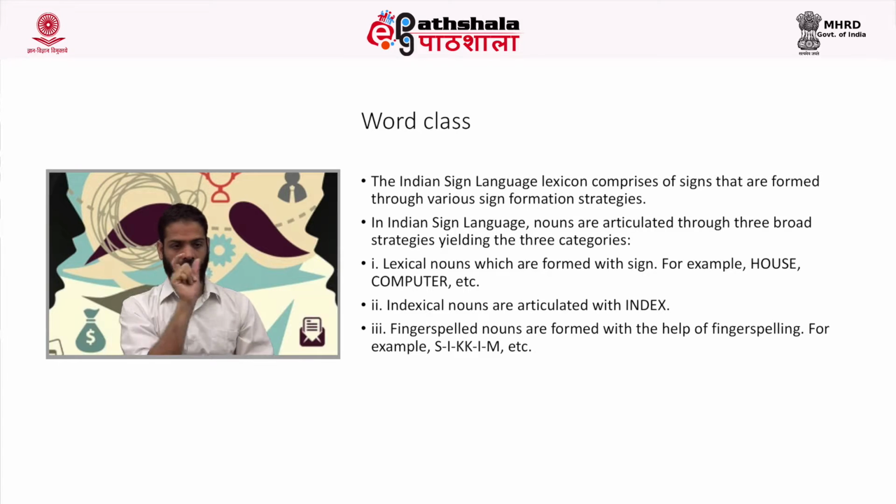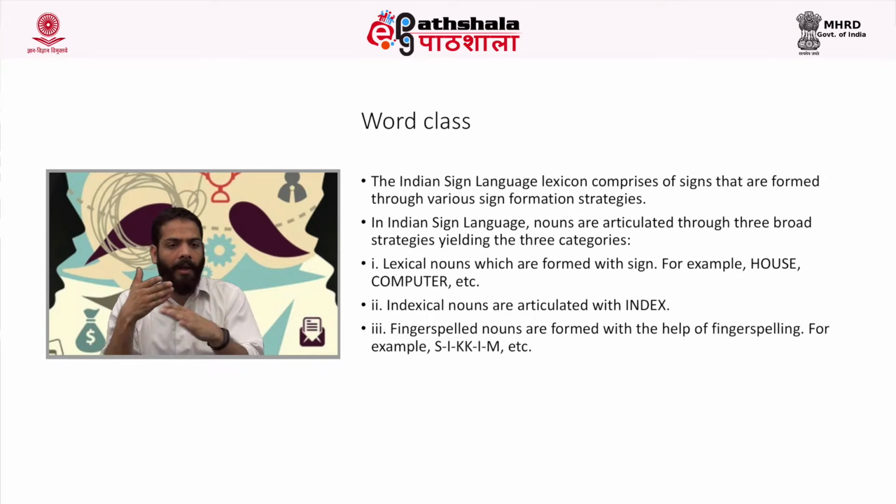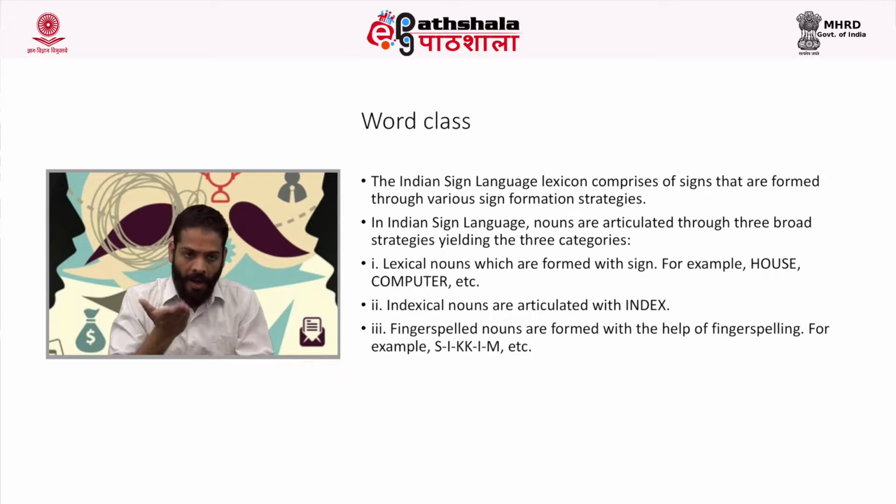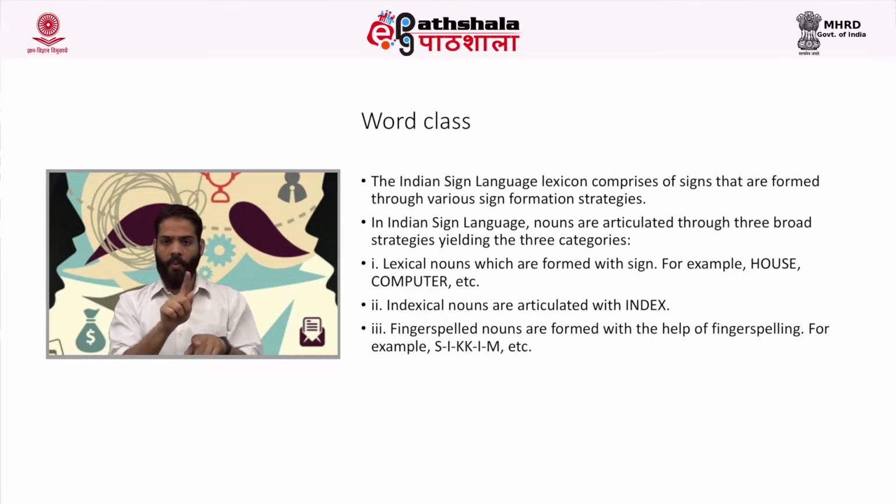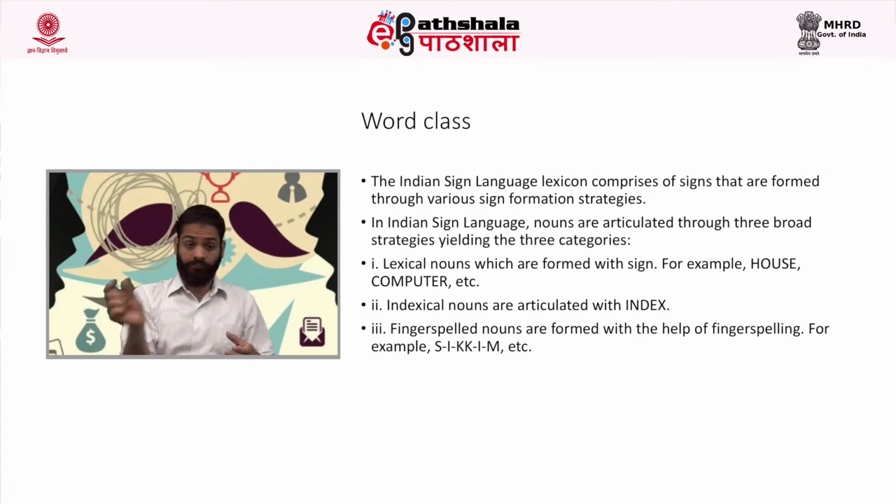Our next topic is word class. The Indian Sign Language lexicon comprises signs that are formed through various sign formation strategies. These signs vary with each other in form and function. On the basis of these differences, these signs can be grouped together into word classes, where each class is based on the shared meanings of signs in the language and similar morphological and syntactic properties. However, an individual sign may belong to more than one word class. For example, a sign may be a noun and verb depending on its sentential context and morphological characteristics.